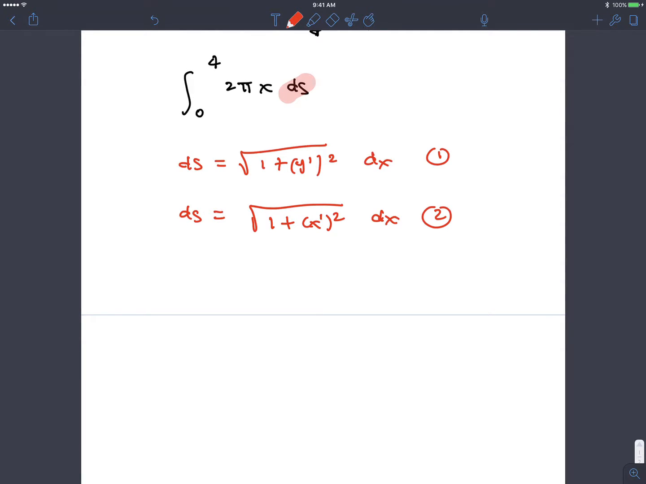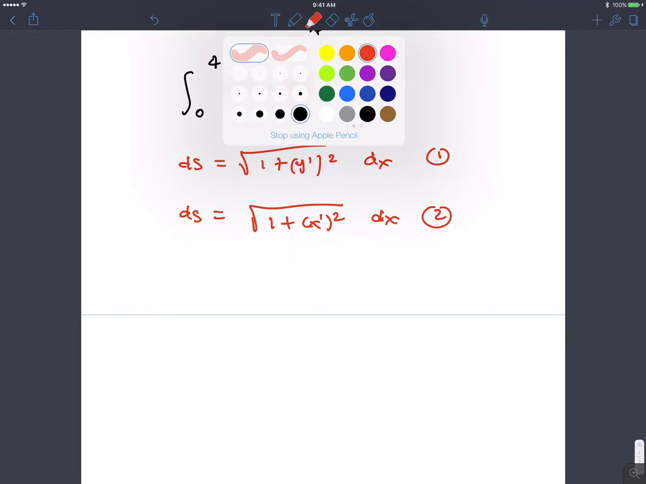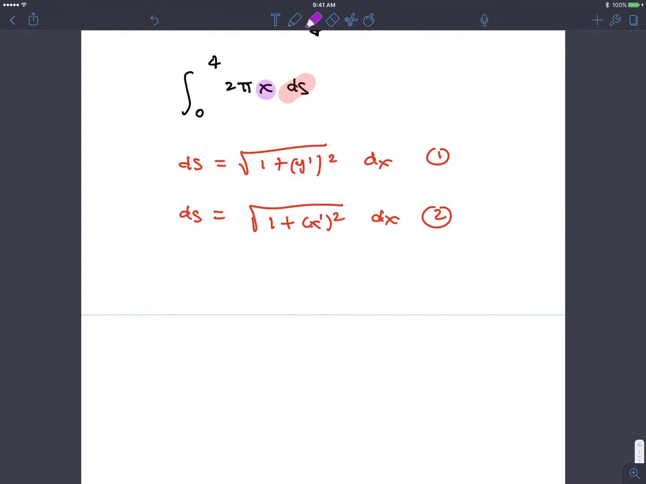Well, let's take a look. If you pay attention to this portion here, that's an integral that involves the x variable. So if you replace your ds here with the first version, you're going to get a function in terms of the x variable, and you're going to integrate in terms of that x variable. So remember what y is here. Let's not forget, y is x. So our y prime here will be, what's the derivative of x? Isn't that 1?